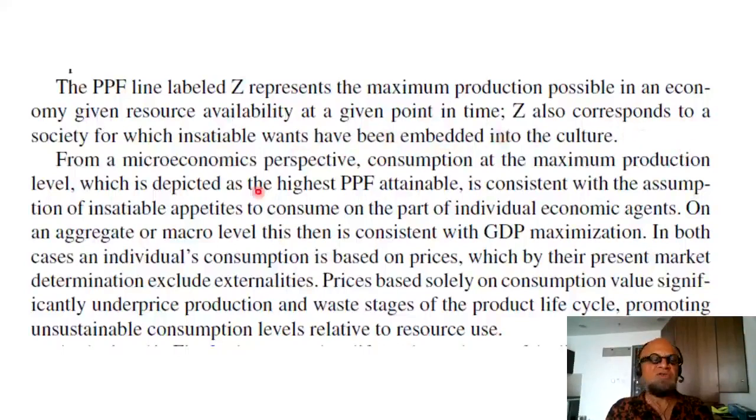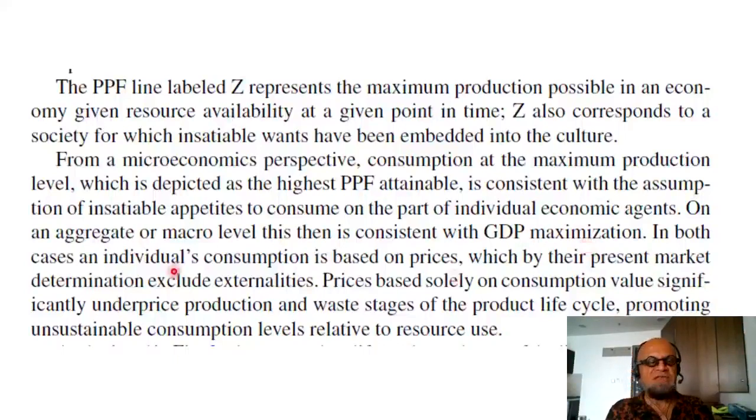Z also corresponds to a society for which insatiable wants have been embedded into the culture. But from a macroeconomic perspective, consumption at the maximum production level, which is depicted as the highest PPF attainable, is consistent with the assumption of insatiable appetites to consume on the part of individual economic agents. On an aggregate or macro level, this then is consistent with GDP maximization. Gross domestic product is when you have fully monetized all your resources and production.